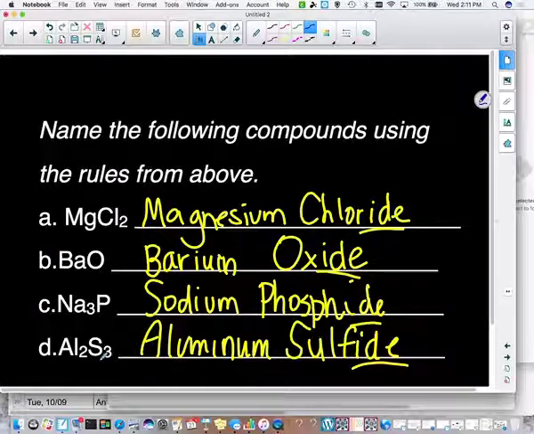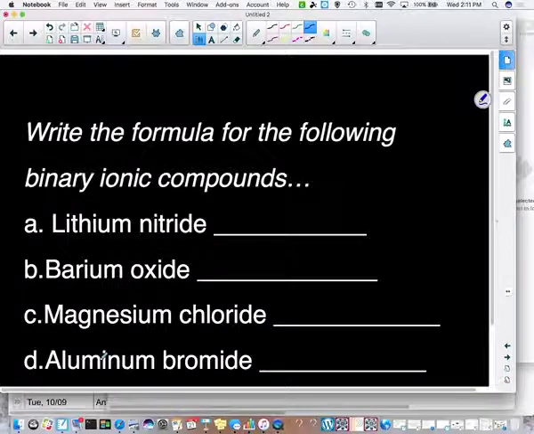All right, so now just the opposite. Now we have the name, we're going to write the formula. So when we have to write the formula to this, we can't just say, okay, the first element's lithium, the second element's nitrogen, done. You actually have to balance the charges like we've been doing. So lithium has a what charge? 3 or 1. How do we know that? How do we know the charge? Because it's in group 1. So group 1 has positive 1 charge.